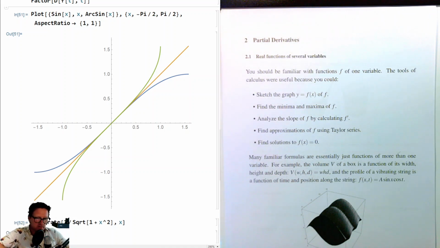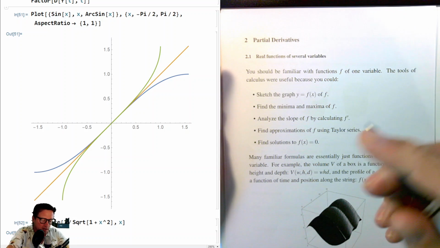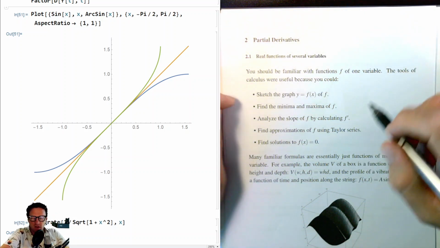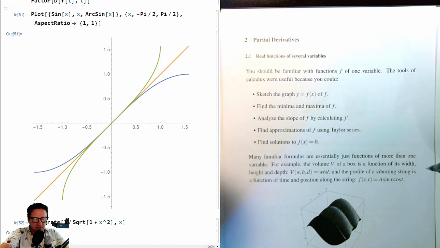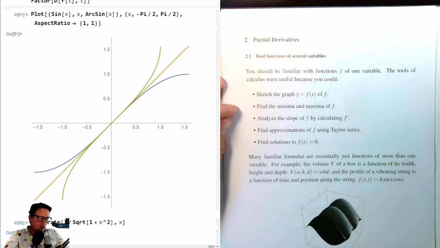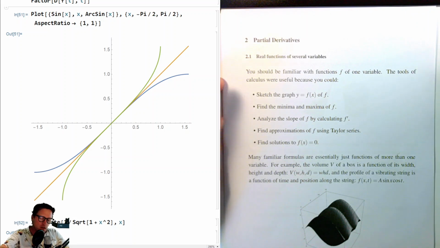So f of x. The tools of calculus were useful because you could sketch the graph, y equals f of x. You could find max and min. You could analyze the slope of f by calculating the first derivative. You could find approximations of f using the Taylor series, although you probably haven't done that. It's a good idea to look it up. And you could find solutions to the equation f of x equals 0.